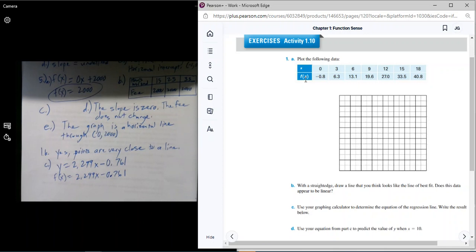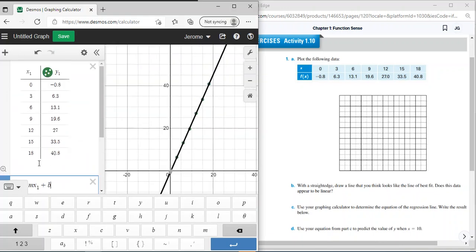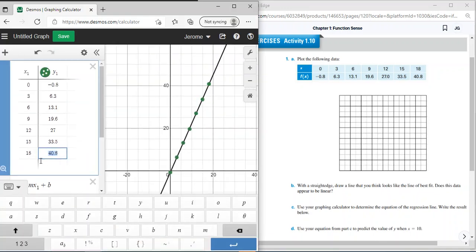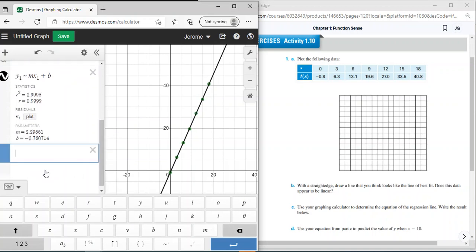Okay, D, use your equation from part C to predict the value of y when x equals 10. Now, there's a couple ways you could do this. You could take this equation, put 10 in for x, and then solve it, and you will get what the f of x is equal to. Or you could actually put this here. Let me go here to the Desmos. Okay, so what you could do is this here.